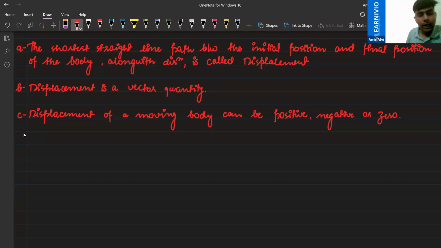And the D part is the SI unit. It will be the same as that of distance because it's basically a length. So it is also measured in meters.